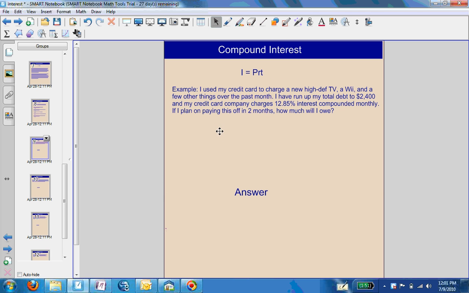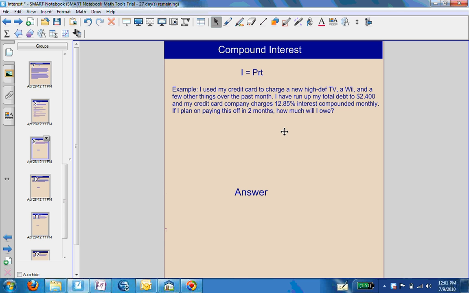So let's do some examples. I used my credit card to charge a new high-def TV, a Wii, and a few other things over the past month. I have run up my total debt to $2,400, and my credit card company charges 12.85% interest compounded monthly. If I plan on paying this off in 2 months, how much will I owe?